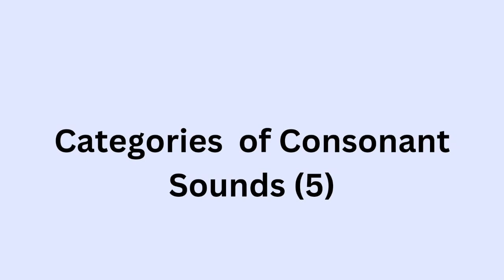Another category of consonant sound is consonant sounds that vary based on their places of articulation. This refers to where the sound is produced. For example, t is produced by raising the tongue to touch the upper teeth, while k is produced somewhere at the back of your mouth. Then we will look at the manner of articulation.